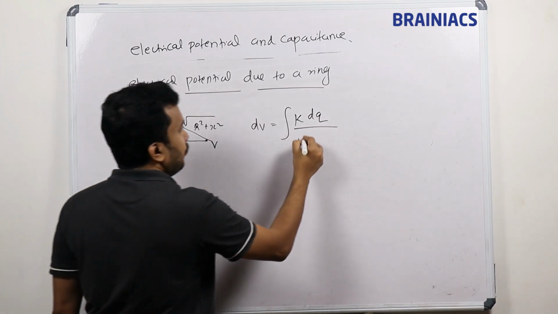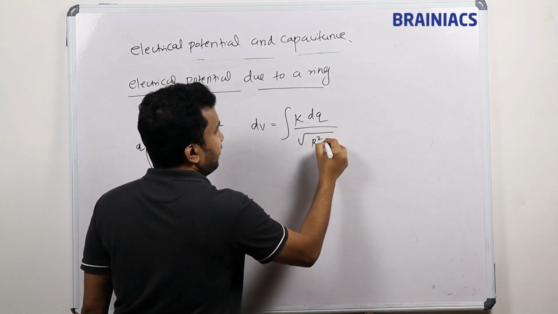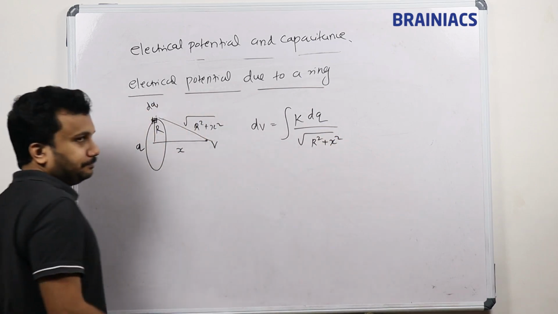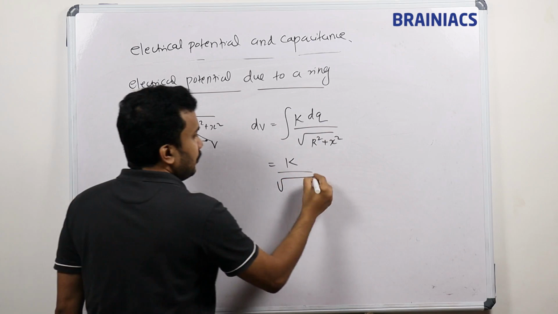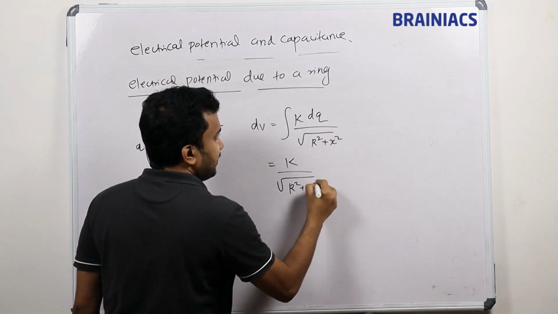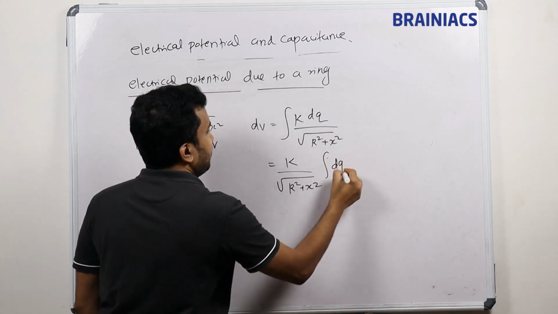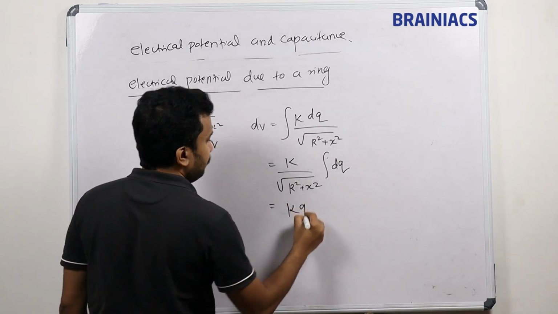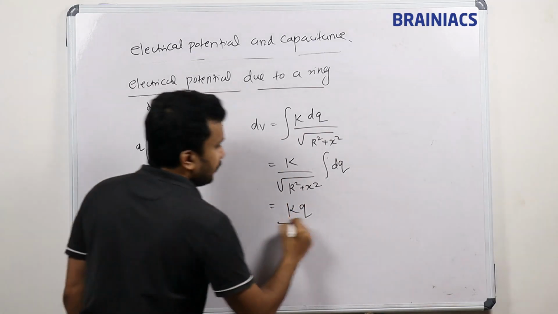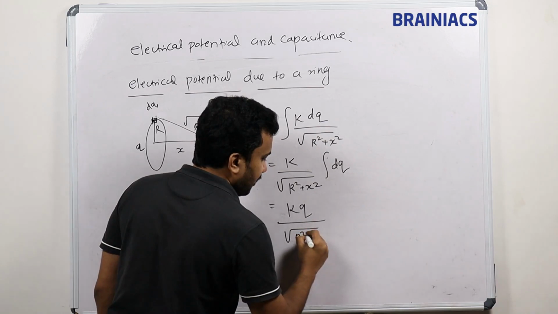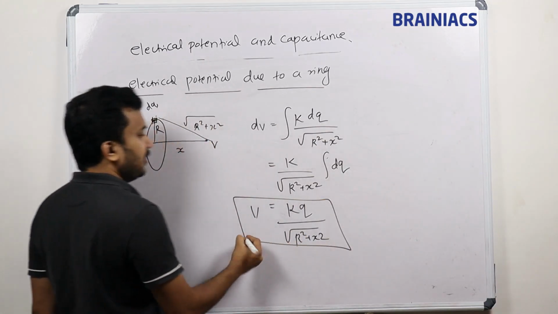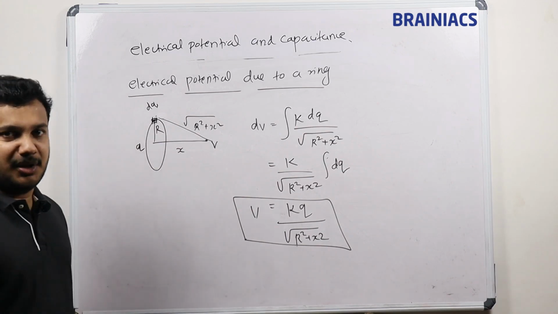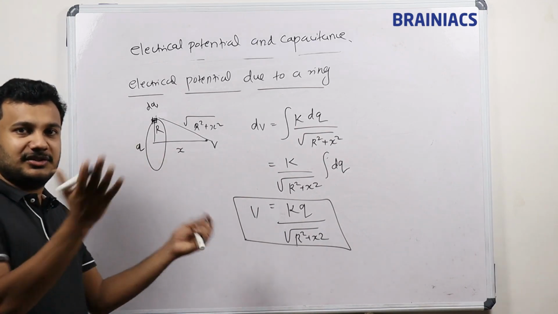What will r be here? Root of r square plus x square. That's all. Okay, so we'll take the common terms outside: k into root of r square plus x square, integral dq. What is integral dq? Q. Integral dq means q. So kq divided by root of r square plus x square. This is the potential due to a ring. That's what I told. This is very simple because the major headache of vector stuff is over.